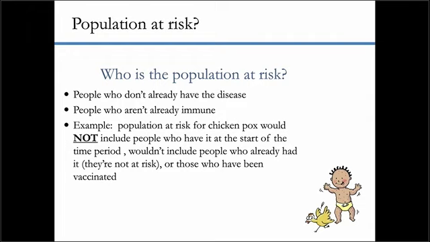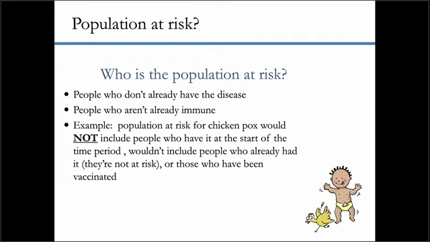So that could be that they already had a vaccination. That could be that they've had the disease and they have lifelong immunity because they've had that disease. That could be because there's some genetic factor that that person has that makes them immune to the disease, or a whole host of other things that might make a person not likely to get that particular disease that you're doing your calculation for.